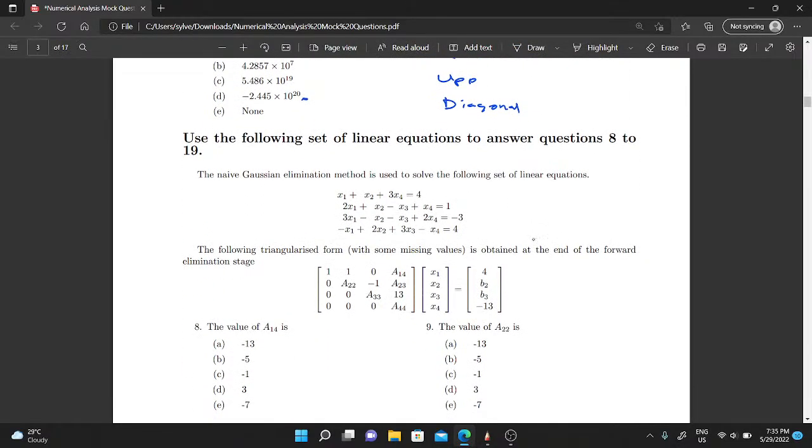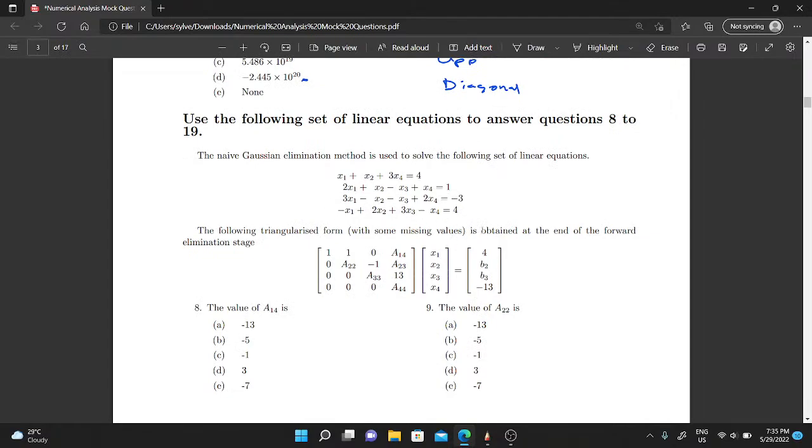The questions are really a lot, 105. So let's see, we're on page 3 right now. Let's quickly move. The naive Gaussian elimination method is used to solve the following set of linear equations 1, 2, 3, 4. The following is a triangularized form with some missing values obtained at the end of the forward elimination stage. What are the missing values?